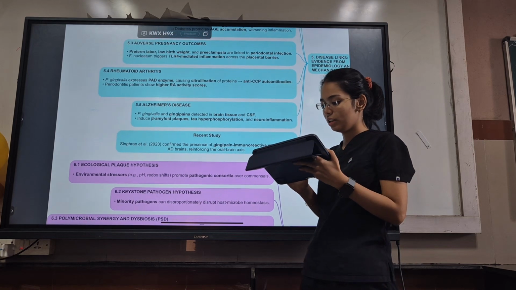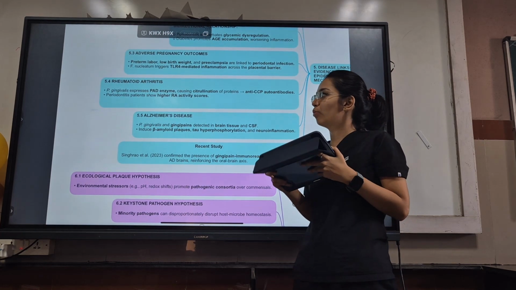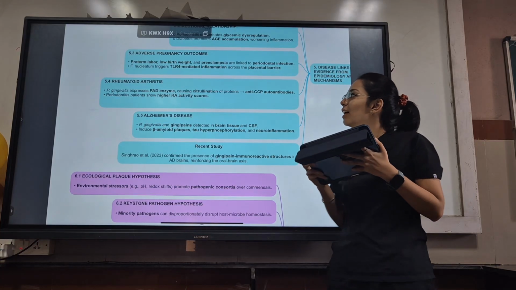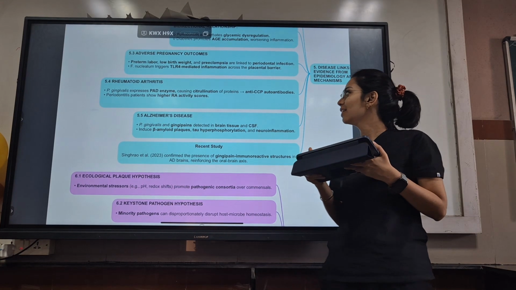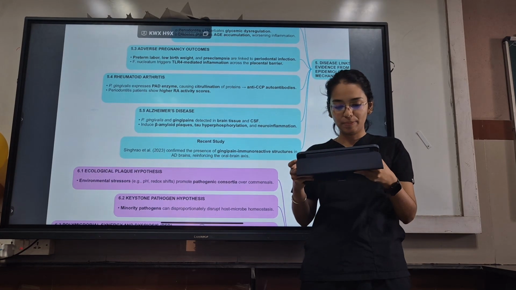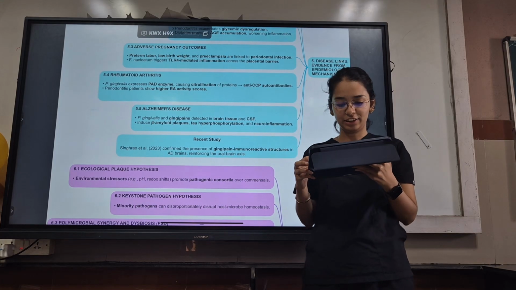There is also a link with rheumatoid arthritis, where Porphyromonas gingivalis expresses a PAD gene causing citrullination of proteins, and that produces anti-CCP autoantibodies. Periodontitis patients have increased RA activity scores.